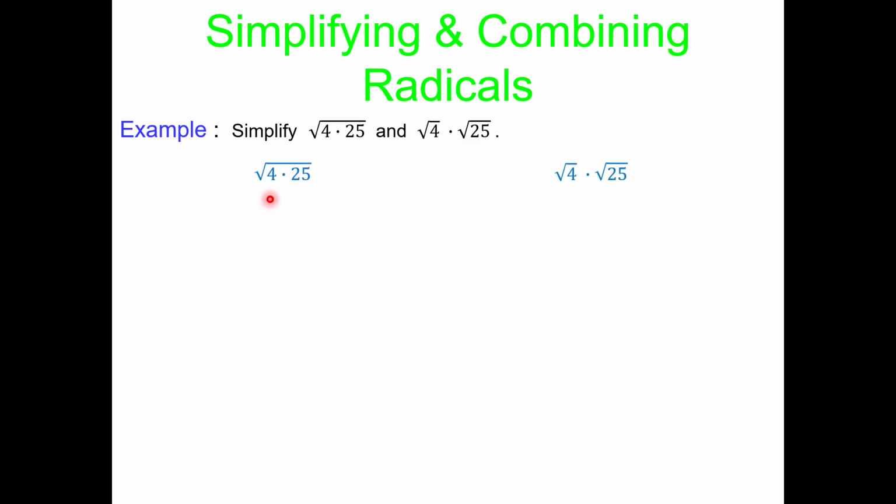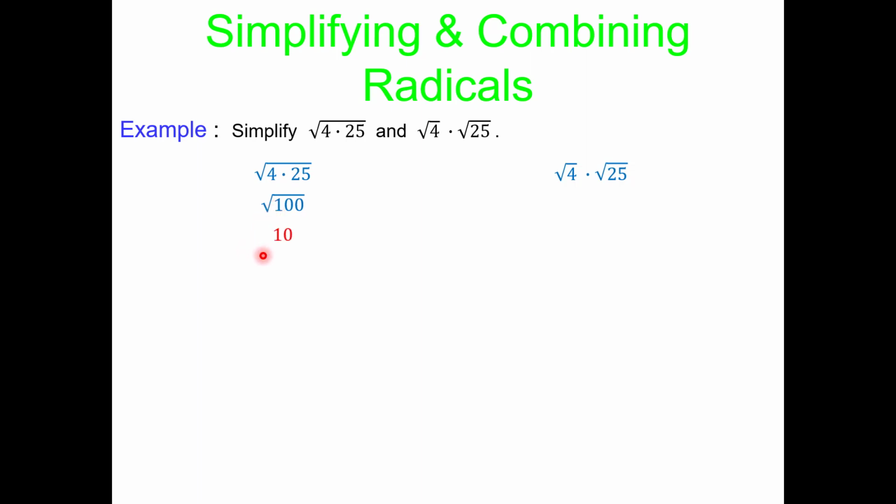In the previous video, we learned about radicals, so now we are going to learn about simplifying and combining radicals. So let's start with this example. We are going to simplify square root of 4 times 25 and separately square root of 4 times square root 25. So let's take a look. Square root of 4 times 25 on the left is square root of 100 when we multiply what's in the radicand. Remember that term, radicand, means what's inside the radical.